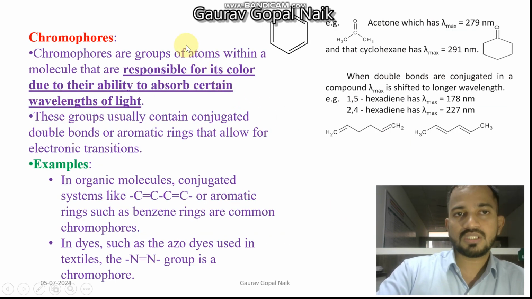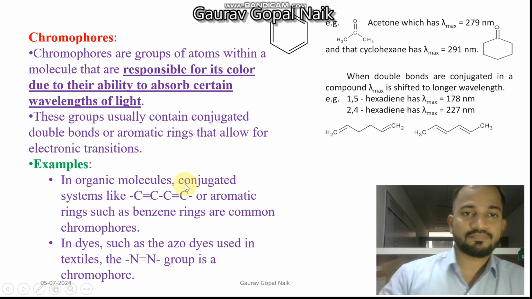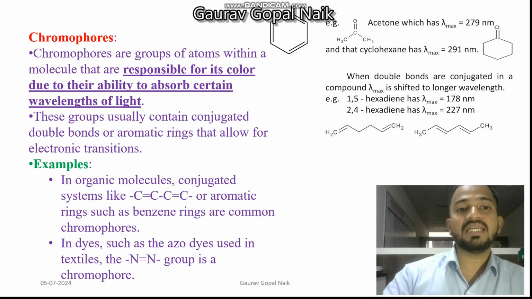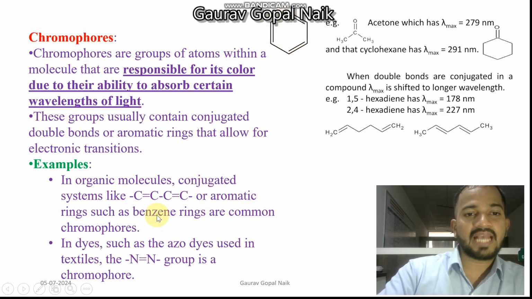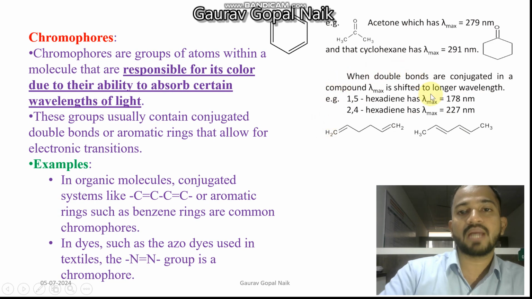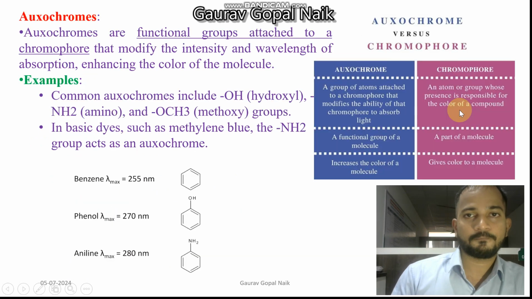Now, coming to chromophores. These are the group of atoms within a molecule that are responsible for its color due to their ability to absorb certain wavelengths of light. These groups usually contain conjugated double bonds or aromatic rings, as we can see in this case. The examples are benzene or various azo dyes. Here we can see that when the double bonds are conjugated in a compound, lambda max is shifted to a longer wavelength. From 178, it is shifted to 227.